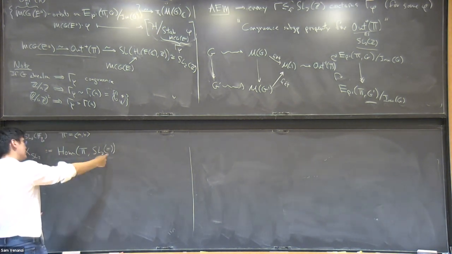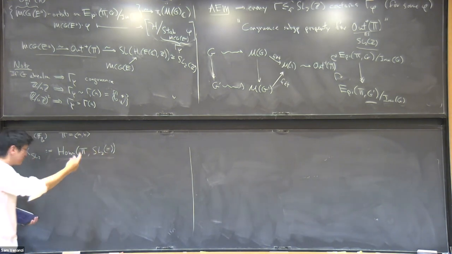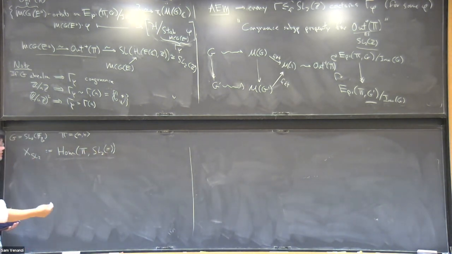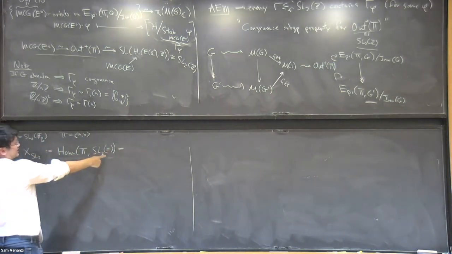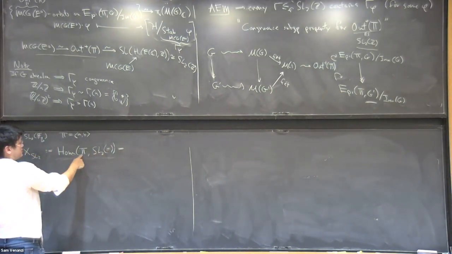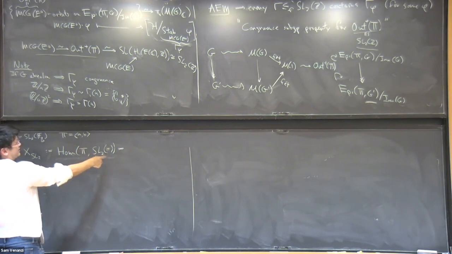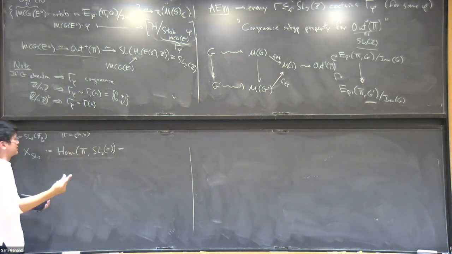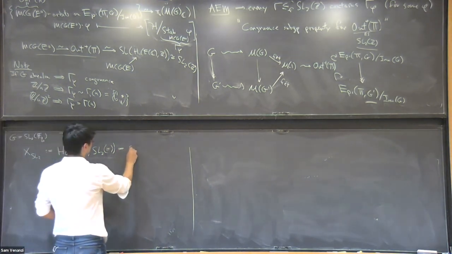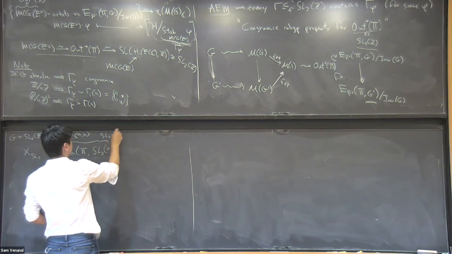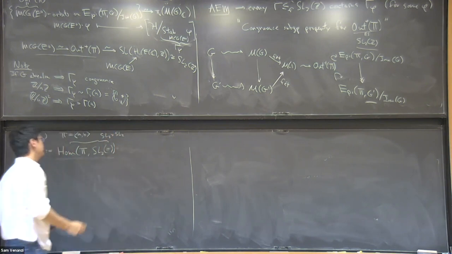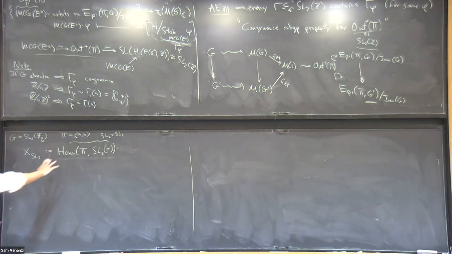And so this in fact is represented by a very nice affine scheme, simply because this functor is really just given by, well, what does it mean to specify a homomorphism from a free group of rank 2 to SL2? Well, that's just to specify a pair of elements of SL2, right? So that means that this thing is really just SL2 times SL2. Okay. So this is the representation variety.